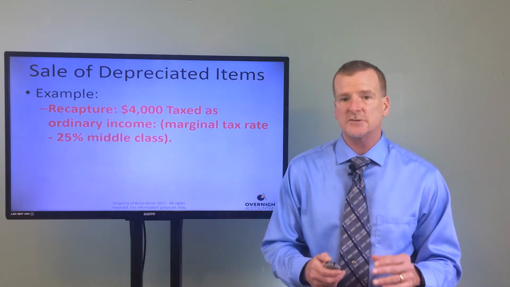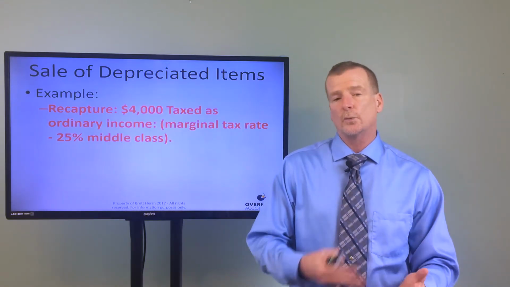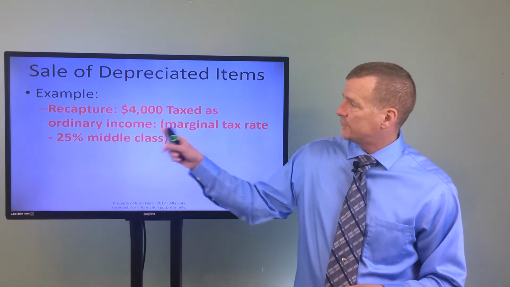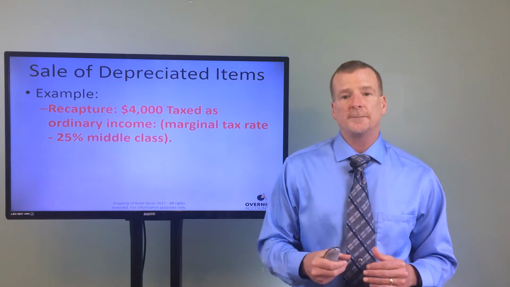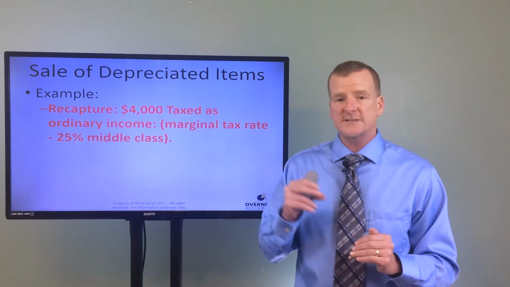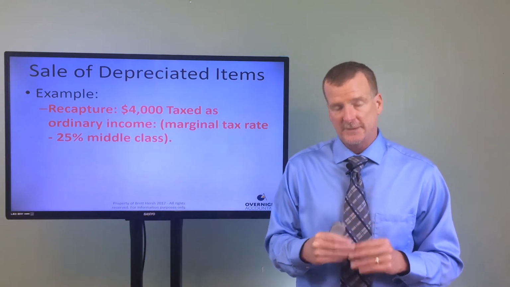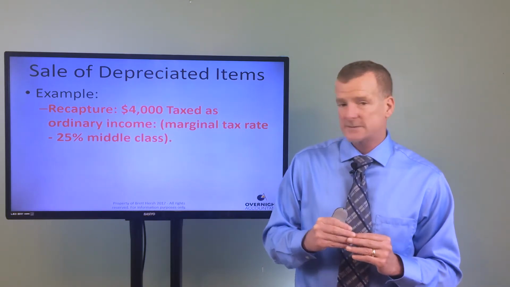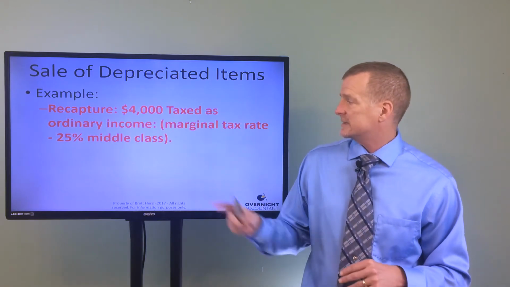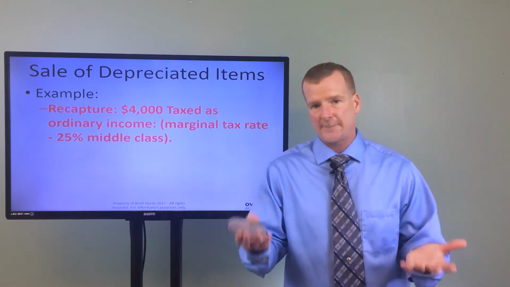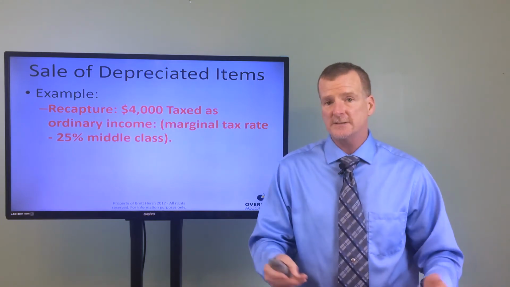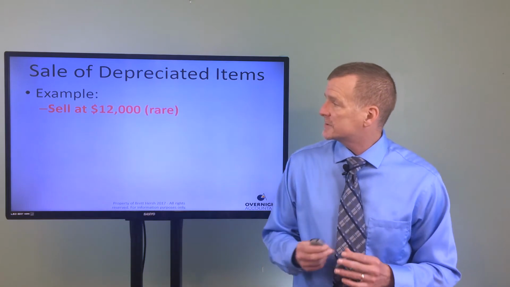It's relatively cut and dry, but because of the way the rules are that I just mentioned, you're going to have to recapture that $4,000. It's going to be taxed as ordinary income because you claimed more than $4,000 of depreciation. You claimed $6,000, so up to the point where it's a $6,000 gain, you're going to have recapture. That's taxed at a marginal tax rate. We're using 25% for example, maybe lower, maybe higher depending on your specific situation. But anyway, 25% is what we're using there.